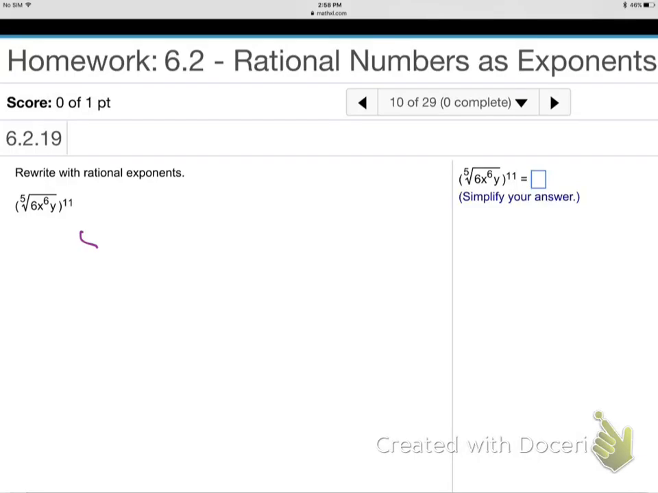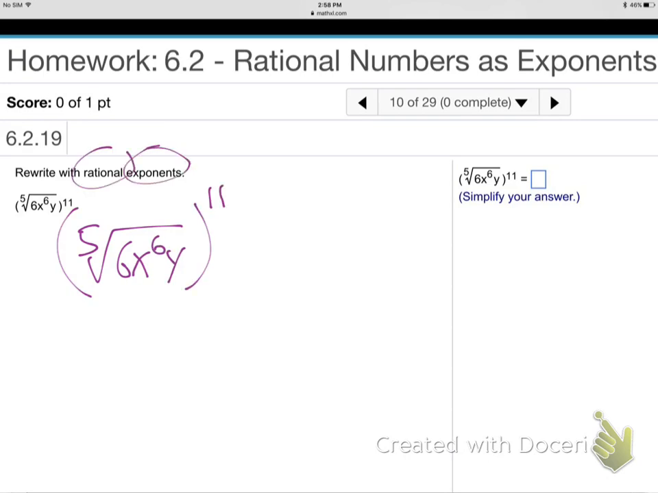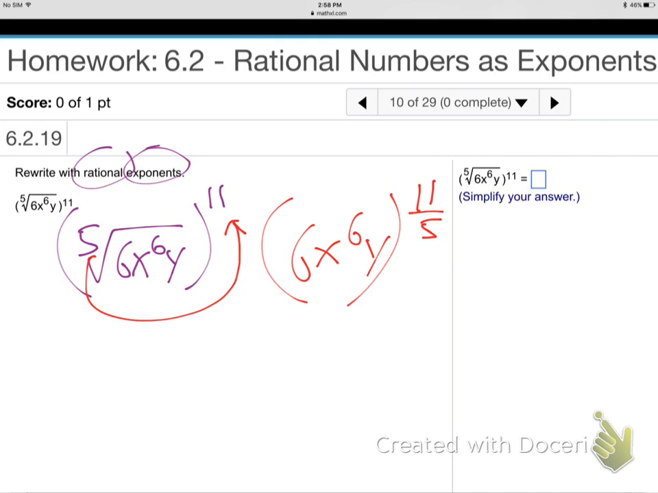Okay, good. So we have the 5th root of 6x to the 6th y, all to the 11. They want fractional powers again. So what do we do with that 5 in the hook? Scooby-Doo. 6x to the 6y, to the 11. Can I write it that way? No, I need parentheses, huh? To say that fraction power is on everybody. That good? So they're saying, get rid of the root, change it to fractional powers. So we did.